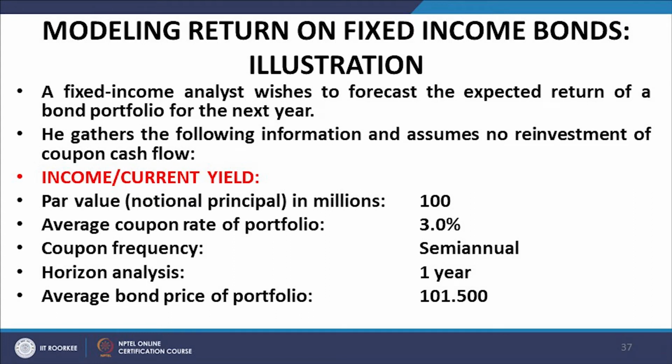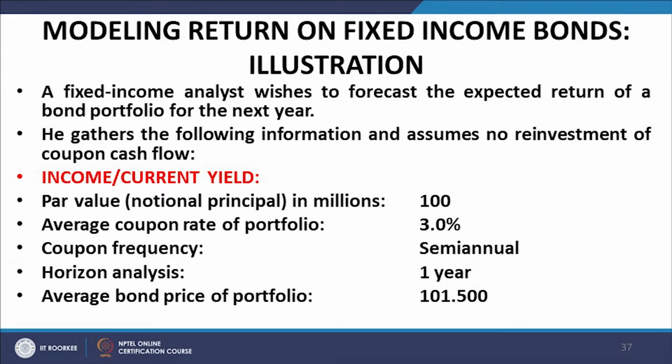Welcome back. So, let us continue with the example that we are discussing that I had initiated towards the end of the last lecture. Let me read out the example once again very quickly. It goes as follows. A fixed income analyst wishes to forecast the expected return of a bond portfolio for the next year. He gathers the following information and assumes that no reinvestment of coupons cash flow takes place.